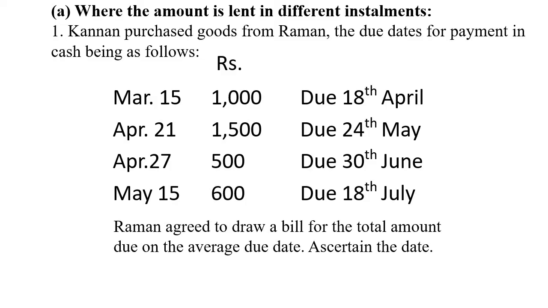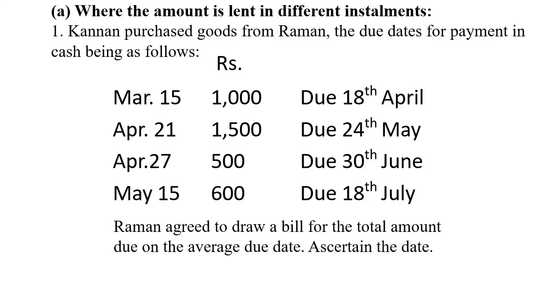The due date for payment in cash is as follows: March, 15,000, the due date is 18th April. April 21, 1,500, the due date is 24th May. April 27, rupees 500, the due date is 30th June. May 15, rupees 600, due date is 18th July. Raman agreed to draw a bill for the total amount due on the average due date.